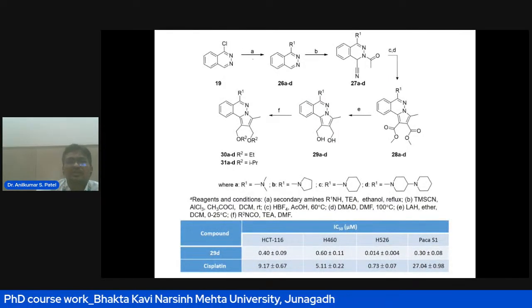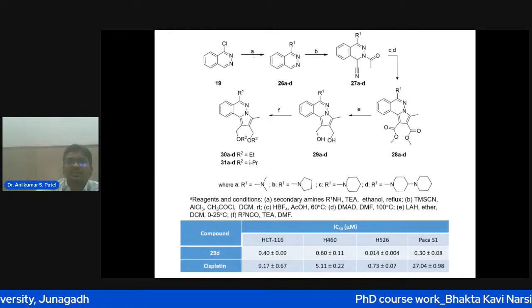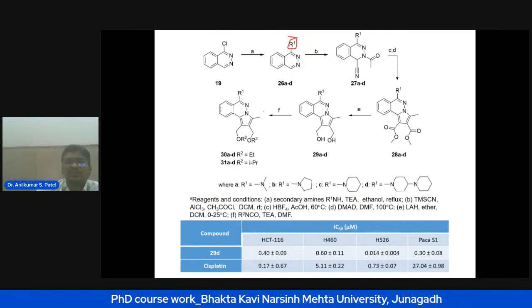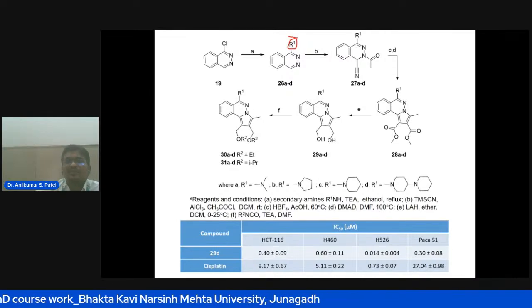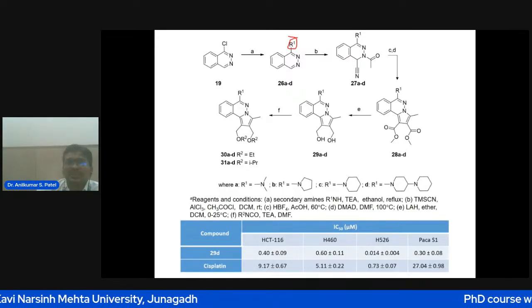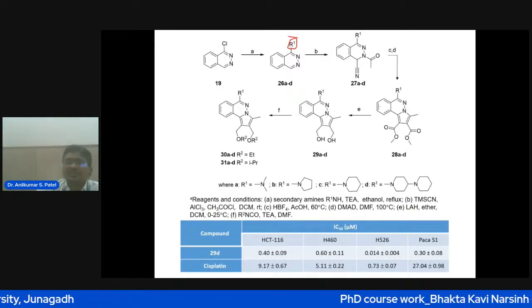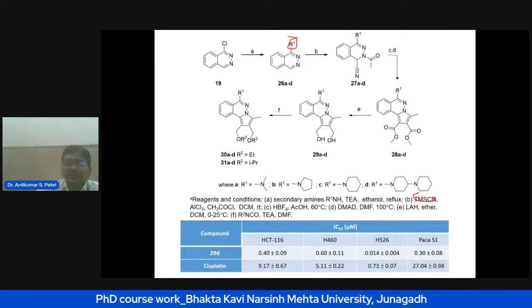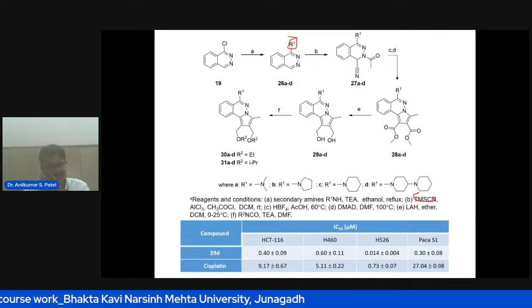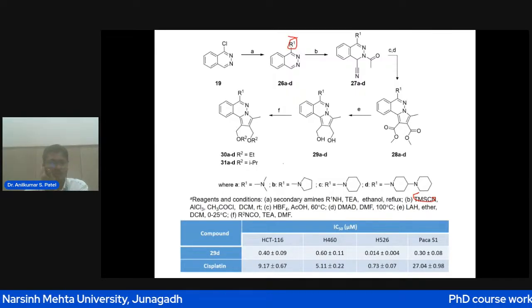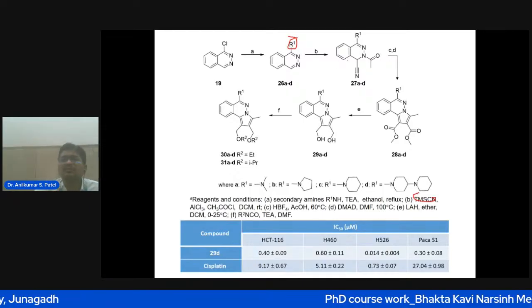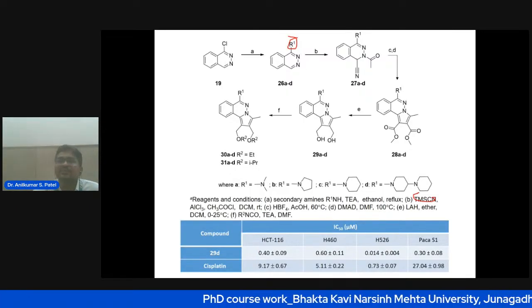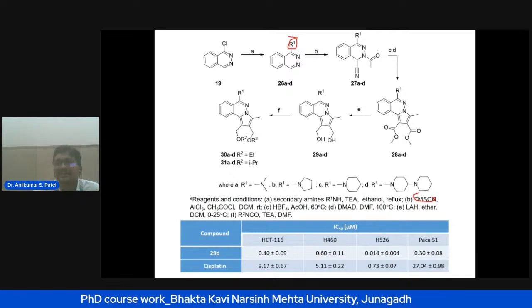Firstly, we have taken chlorophthalazine as a starting material. Then it reacts with certain types of secondary amines in the presence of TEA and ethanol, and is converted into the amine-substituted phthalazines. Then we reacted compound 26 with TMSCN in the presence of the Lewis acid AlCl3 and acetyl chloride. So it can give the cyano group at the position nearest the nitrogen, as well as acetylation.